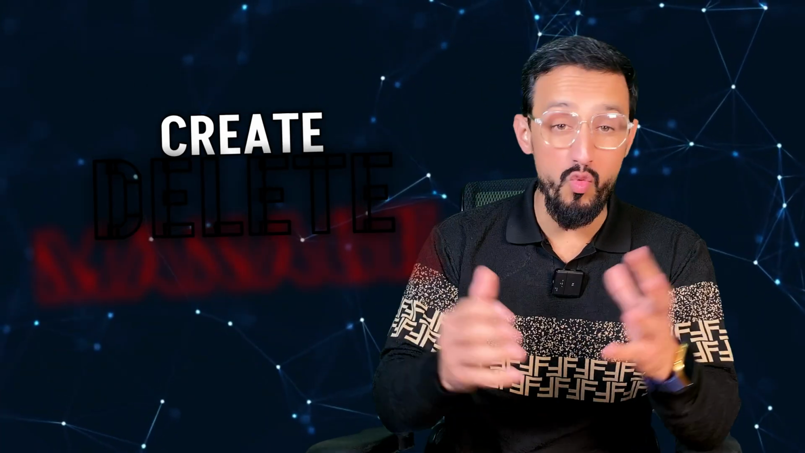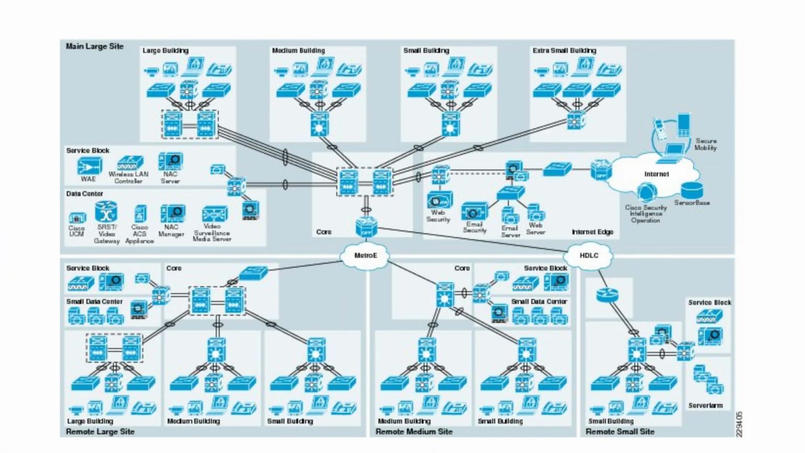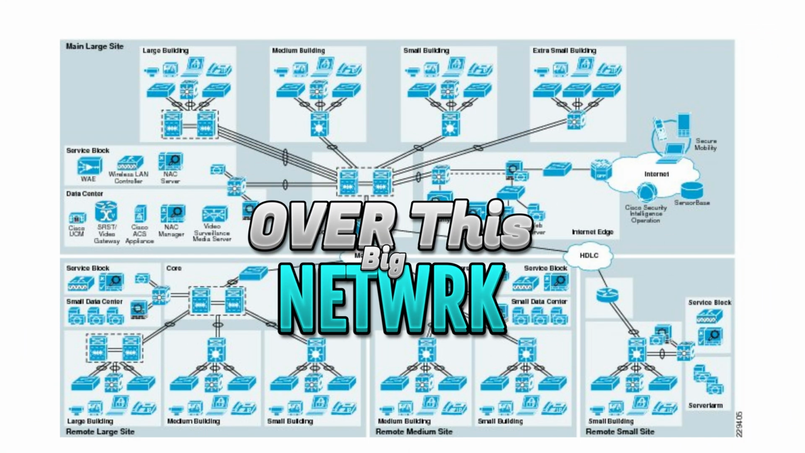Is there any simple way to create, delete, and manage VLANs over a big network that has hundreds of switches and a large number of VLANs? In this network, it's easy to manage multiple VLANs because we have a smaller number of devices or switches. But what happens when we manage the VLANs over this big network?